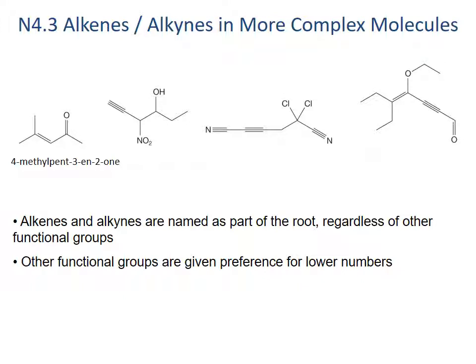Try to identify the names of the following molecules as practice, and we'll go over those together. Next, we have a 4-nitrohex-5-ine 3-ol. So the alcohol is given the lower number preferentially, regardless of where the nitro and the alkyne fall. The next example will have the nitrile as the lowest number. This will be a 5,5-dichlorohex-2-ine dinitrile. And finally, a 4-ethoxy 5-ethyl hep-4-ene 2-ine al.